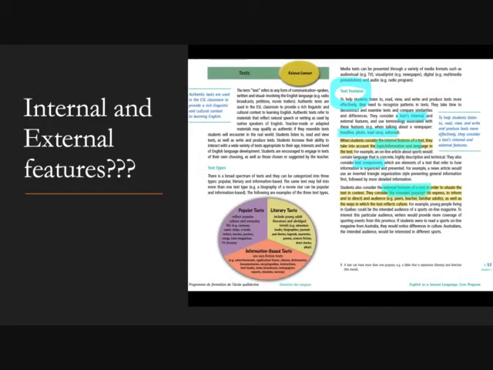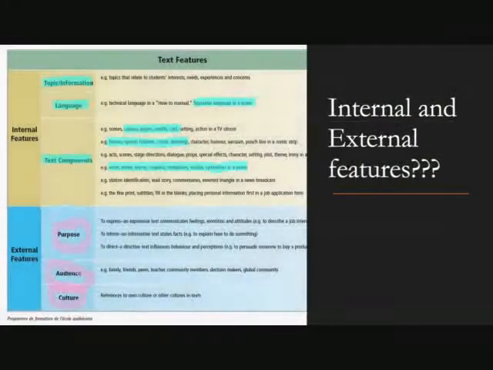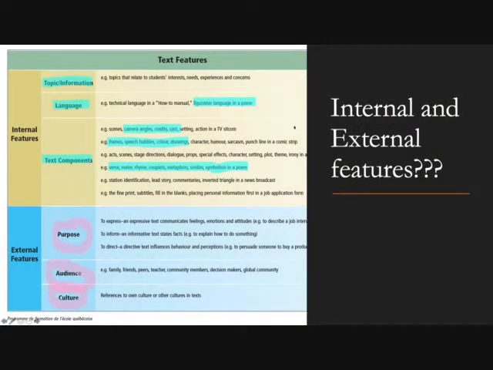And if you're not quite sure, there's another great page here that talks about it again. This is again from the Programme de Formation d'Éducation du Québec, the PFEQ. And we have our internal features here, topic. So what is it talking about? What is some of the information from the text? What kind of language is the text using? For example, in poetry, there's a whole different kind of language.